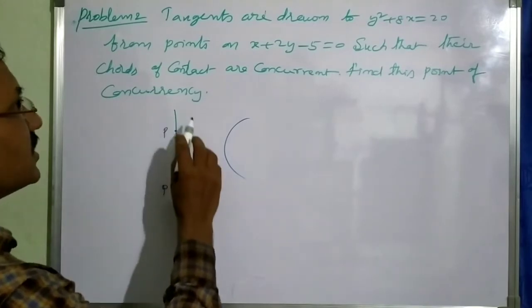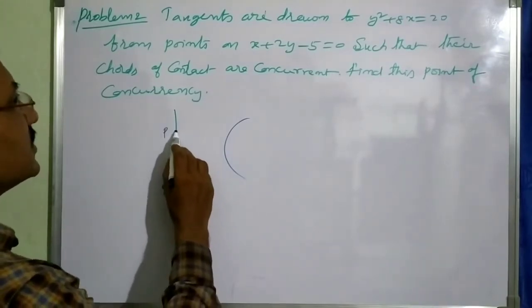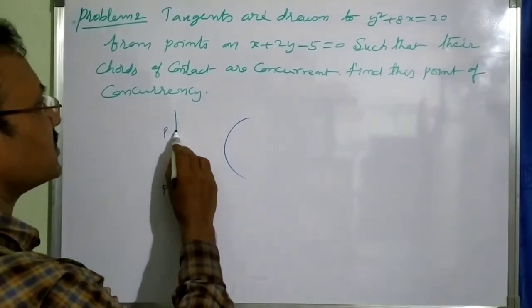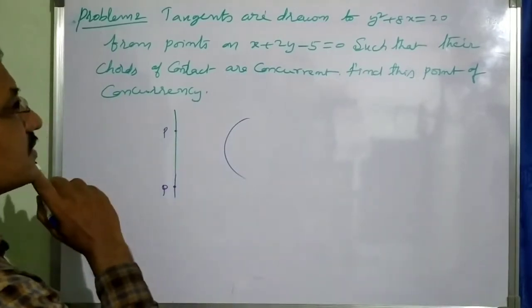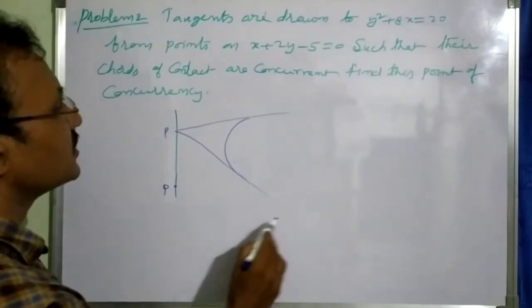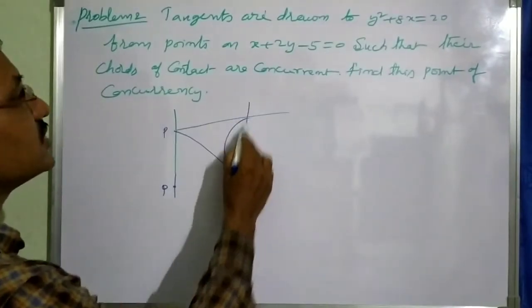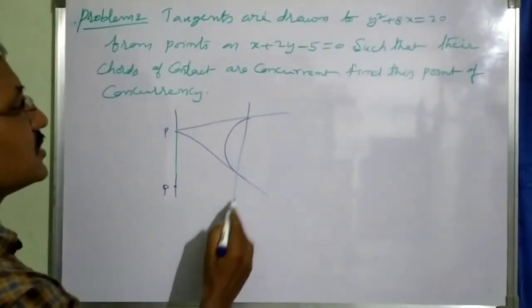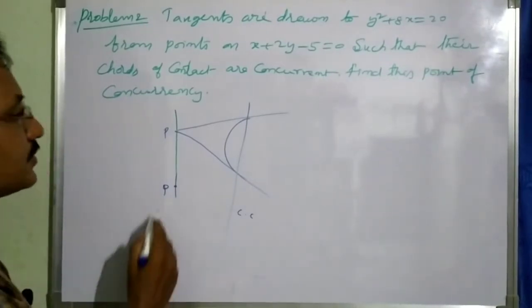Their chords of contact are concurrent. From this point you draw chords of contact. How to draw chords of contact? If you draw a pair of tangents to this conic and join these 2 points of contact, this is called the chord of contact of point P.